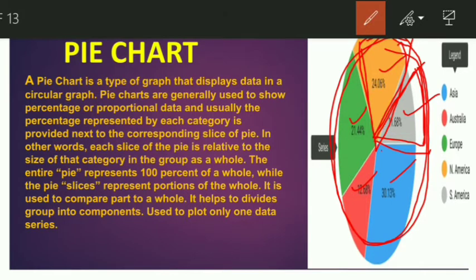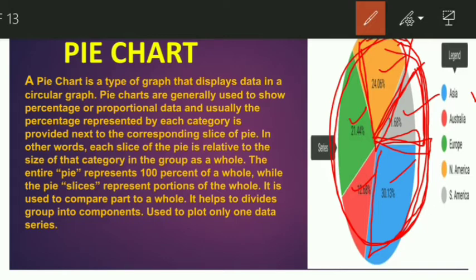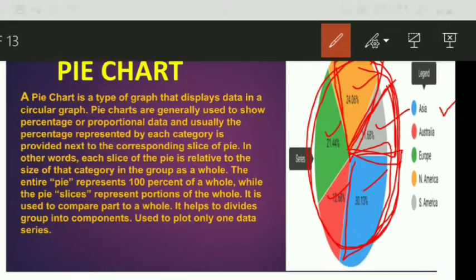It is used to compare part to a whole. By seeing this, we can understand that the blue color represents Asia, and Asia's percentage is more than the other continents. So we can compare the values. It helps to divide a group into components and is used to plot only one data series. So this is the function of a pie chart.